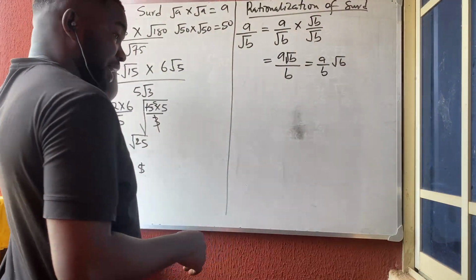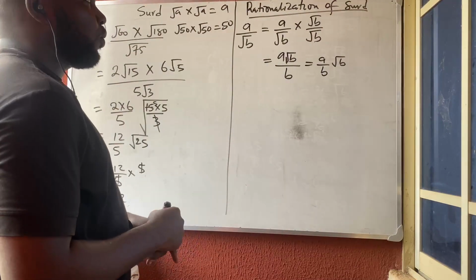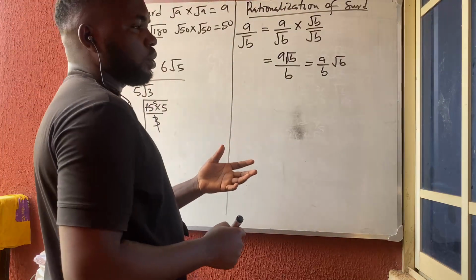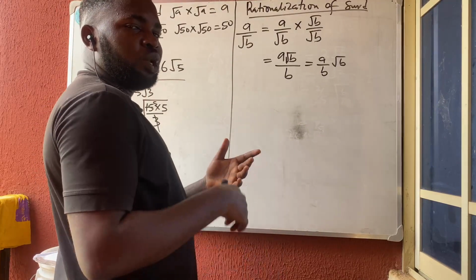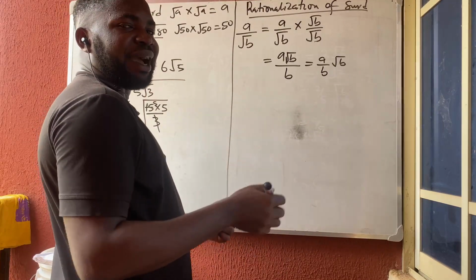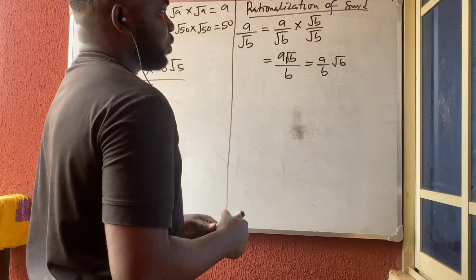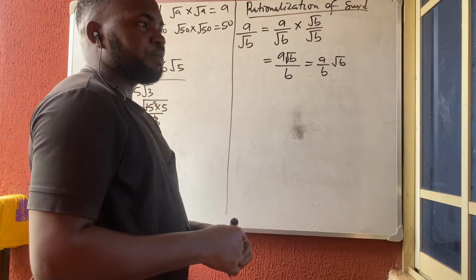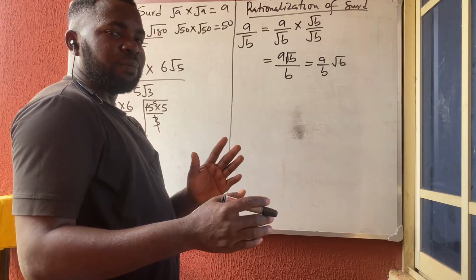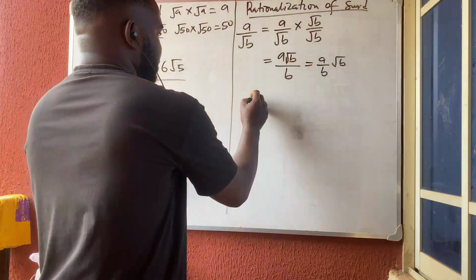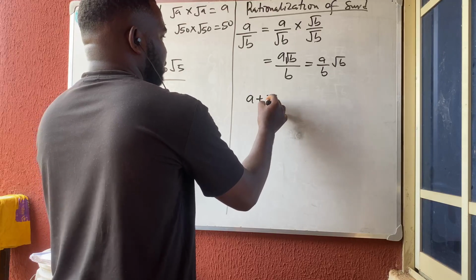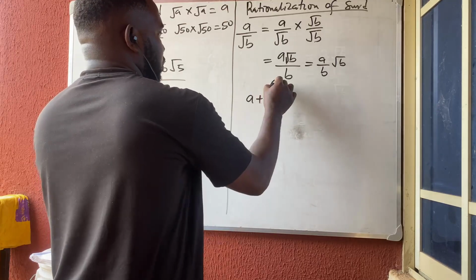So the next thing you look at is the conjugate of surds. Now, whenever a surd at the denominator is being separated by either addition or subtraction, we rationalize it by its conjugate. What do I mean by conjugate? The conjugate of a surd is any surd that will form difference of two squares with the former one. What do I mean? Look at this. A plus root B. The conjugate of this, conjugate.